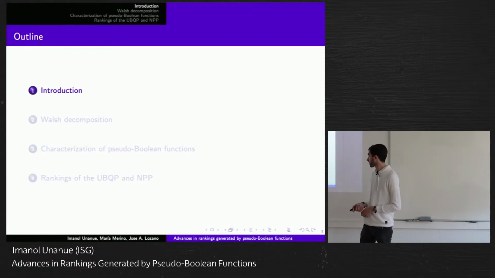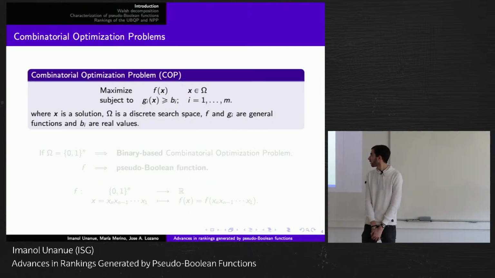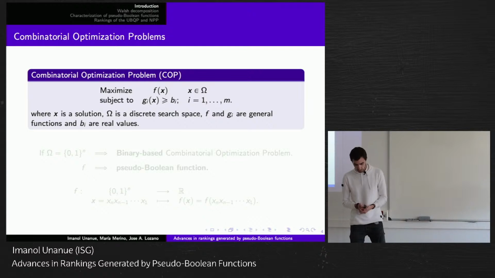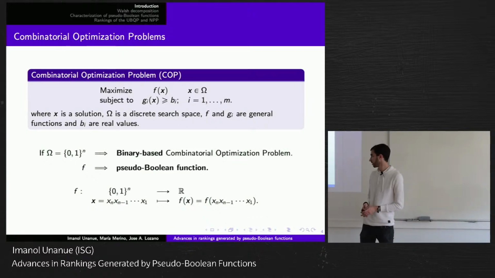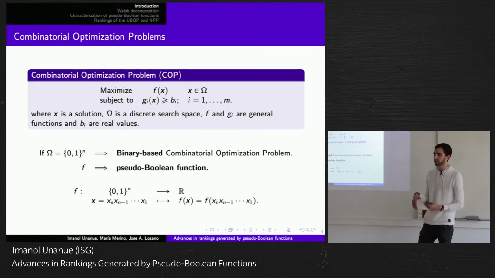So let's start from the beginning. A brief reminder: we have the combinatorial optimization problems, which are problems in which the goal is to maximize a function, which is denoted with f, and the solutions are taken from a discrete search space. When this space is the binary sequences of length n, we can denote them as binary-based combinatorial optimization problems. And all the binary-based combinatorial optimization problems can be rewritten and redefined as pseudo-Boolean functions.